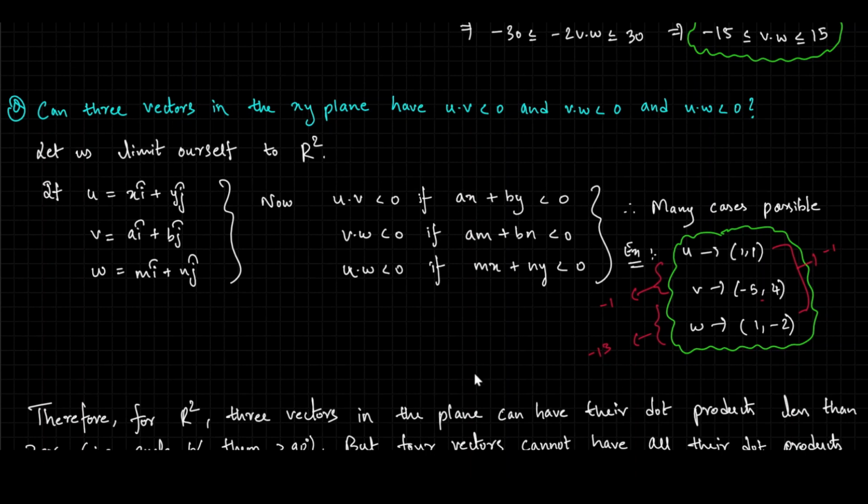So therefore, for R square, like for the 2D plane, we are getting three vectors. Fine. Four vectors you cannot. You cannot have four vectors which have dot products less than 0.